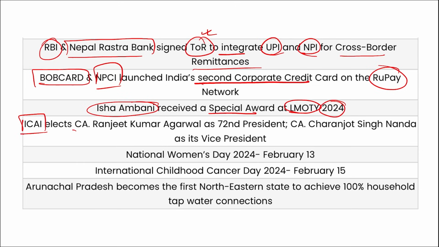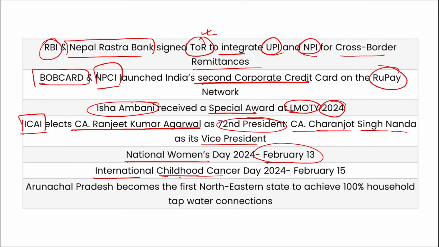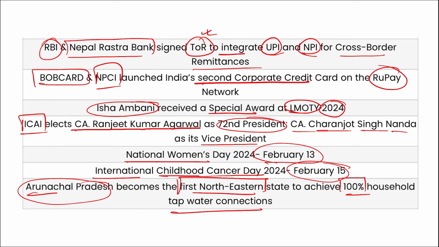ICAI selected CA Ranjit Kumar Agarwal as their 72nd president, whereas CA Charanjot Singh Nanda will be their vice president. National Women's Day on 13th of Feb, International Childhood Cancer Day on 15th of Feb, and Arunachal Pradesh became the first northeastern state to achieve 100% household tap water connection. So friends, these were your important current affairs for today.